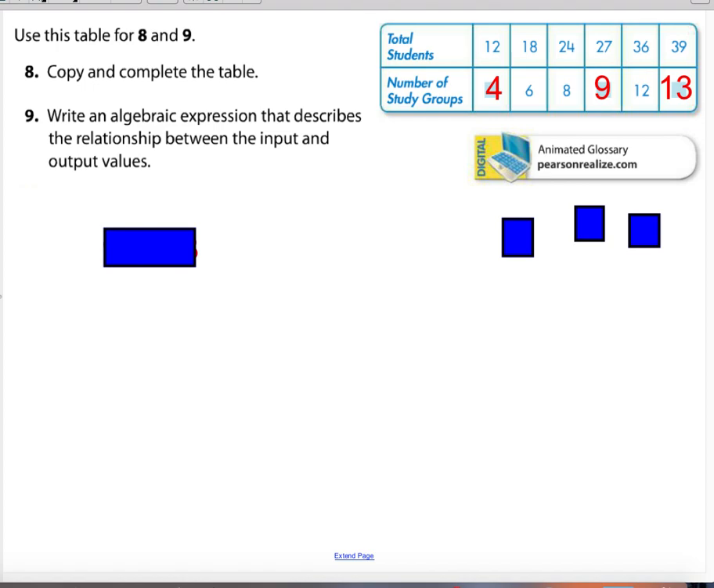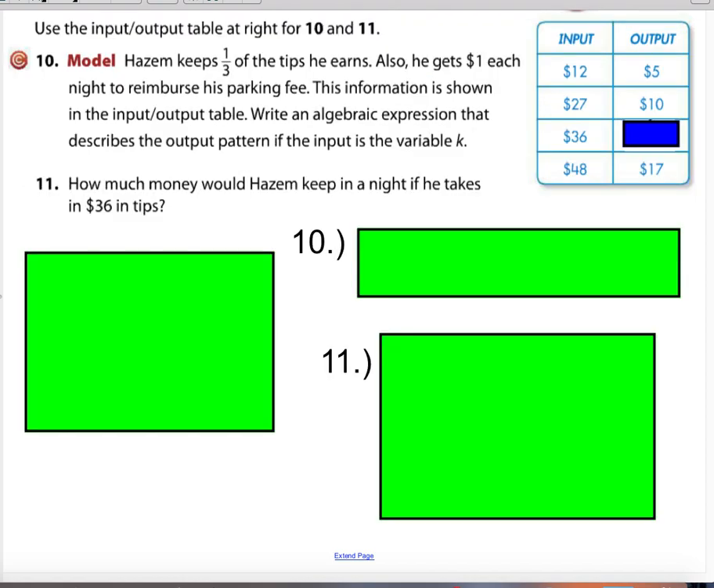Alright, let's see how you did. Well, in this case, the mathematicians say that you're going to have x divided by 3. Okay? So x, being the total number of students, divided by 3 gives you the number of study groups. Alright? Okay. If you need to review, you can always back the video up. Remember, you can back the video up if you don't understand something.